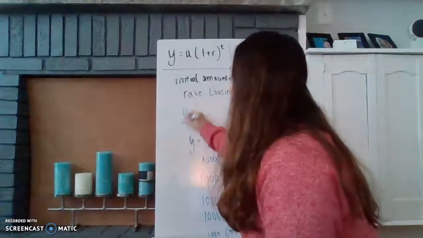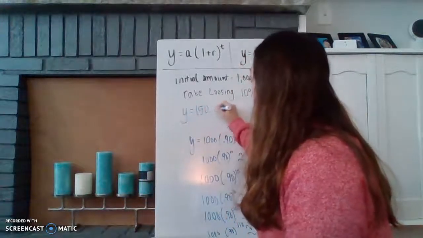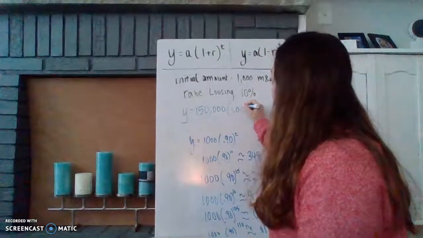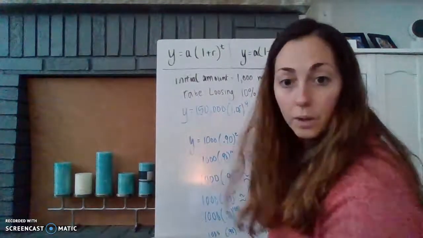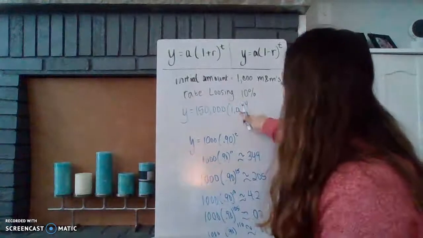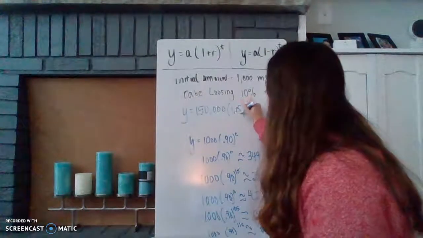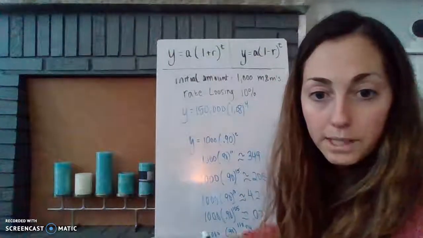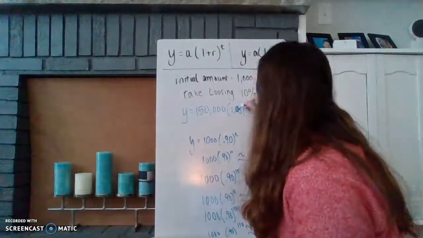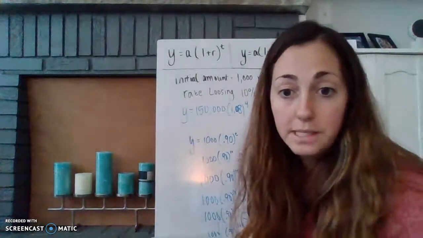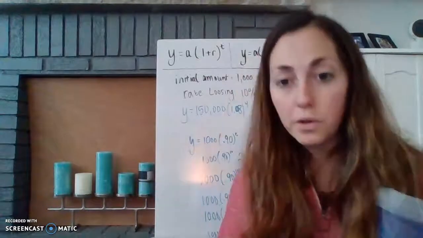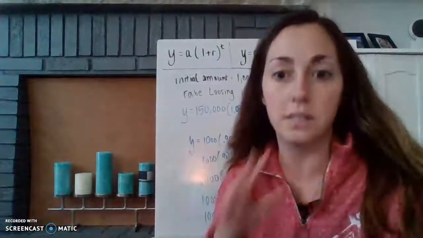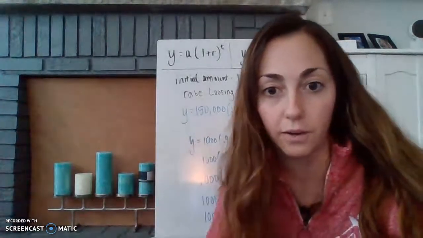So the equation is y equals 150,000 times 1.08 to the 4th power. That's 1.08, that's kind of hard to see, 1.08 to the 4th power. How you're going to put this in the calculator, if you're using the computer calculator, chances are it's a smart enough calculator to figure it out.